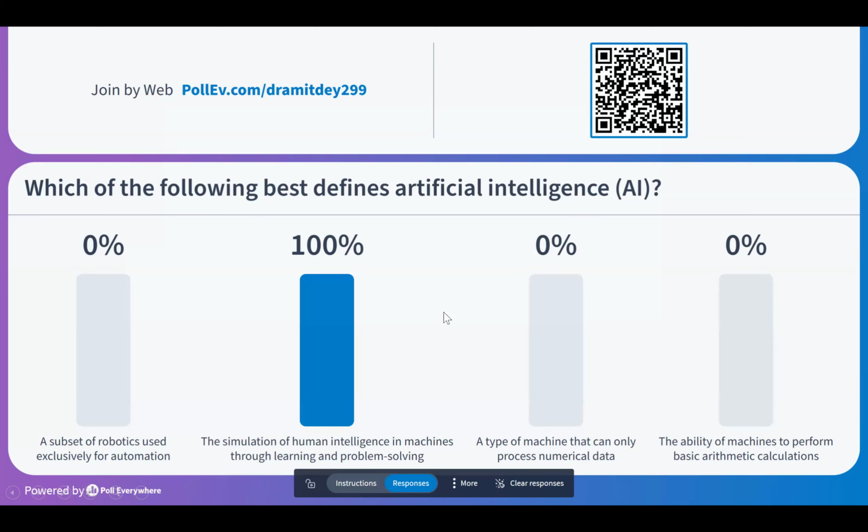Option C, a type of machine that can only process numerical data. And option D, the ability of machines to perform basic arithmetic calculations. So I could see that there is a 100% response of B coming in, but I'll still wait. If anybody is having a problem in answering the questions, they can let us know. We'll wait for you.